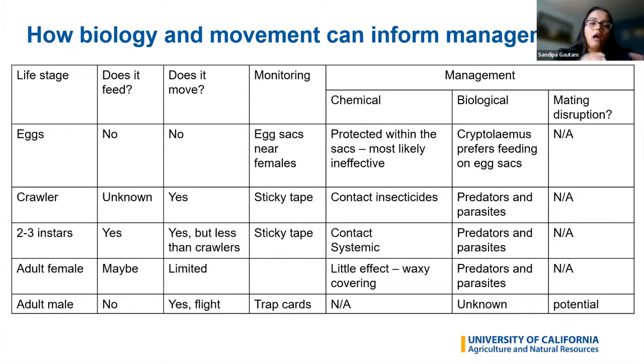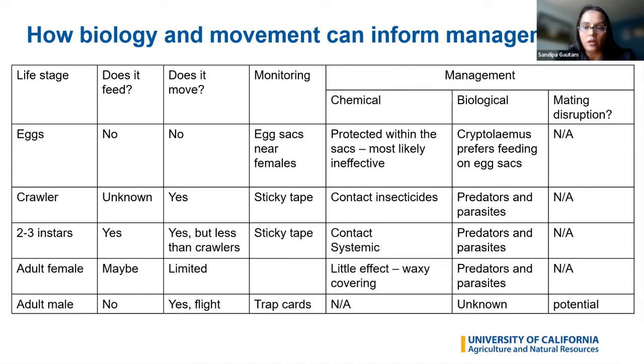So how do we combine the biology and the movement to inform what to do regarding management? Let's start with eggs. Eggs do not feed. Eggs do not move. They are usually near the females. And when it comes to chemical management, eggs are usually protected under the female. When the female is laying eggs, the body of the female may be half covering the egg sac. And they are within the egg sac, which is hydrophobic in nature. So chemical applications may be ineffective in making contact with eggs, even though it's an ovicide.